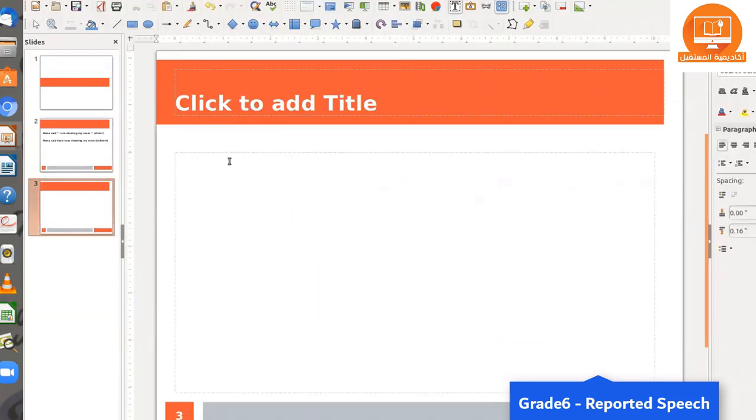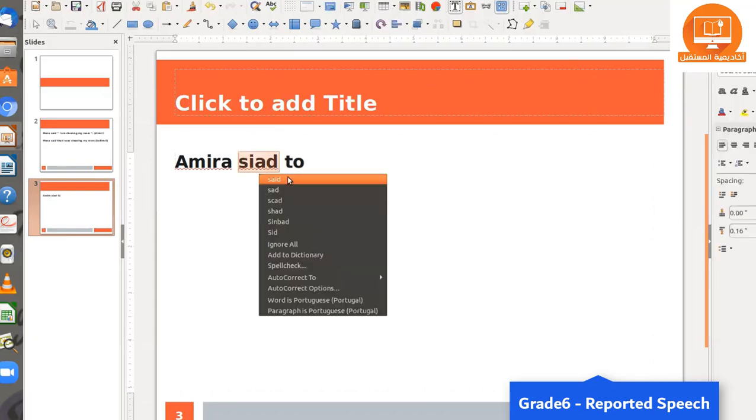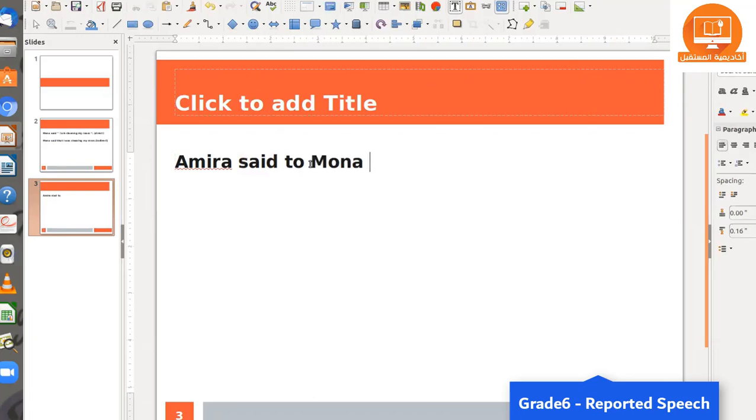Now, Amira said. Amira, give me 1 second, please. Amira said to Mona, I am reading my book now. Mister, we can't see any typing. Oh, now we can see. Amira said to Mona, I am reading my book now.